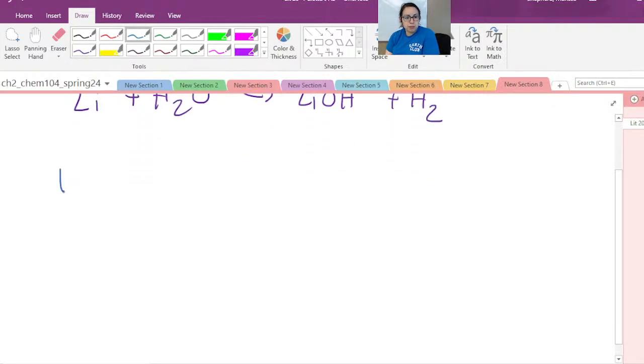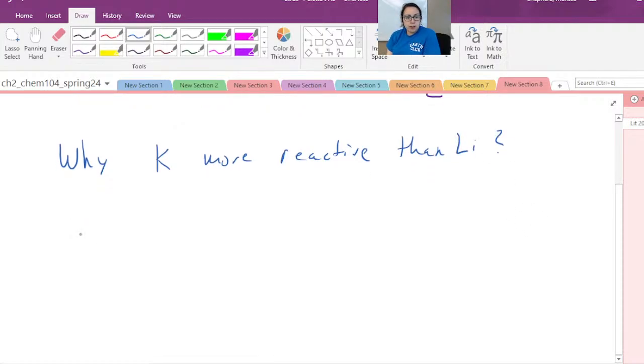And now let's put a separate question. Why is potassium more reactive than lithium? We want to think about our distance from our nucleus. Of course, we have our nucleus in the center. And just a reminder, our nucleus has our protons and neutrons, so that means it's positively charged.